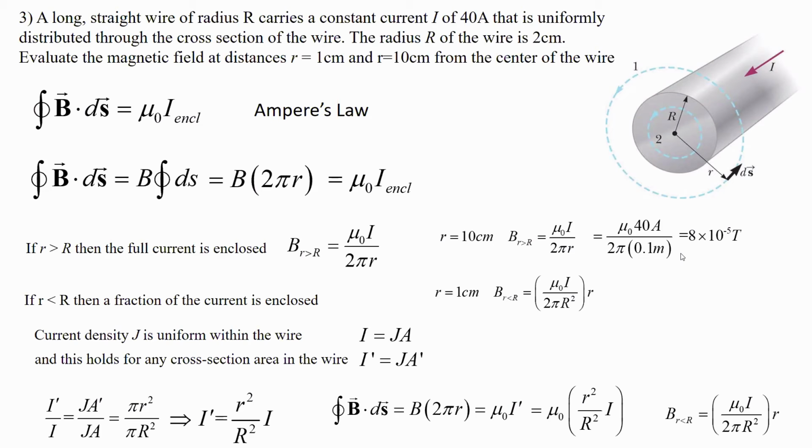Okay, now let's look at the other case. When we're inside the wire at 1 centimeter, we have to use this other relationship that we derived, and we now have this ratio of radii with the big R squared. So we make the substitutions and evaluate this. It's actually a bigger number, even though we're enclosing less current. It's just that we're much closer to the current which we're enclosing. That turns out to be 2 times 10 to the minus 4 Tesla. Okay, that's it for that problem.